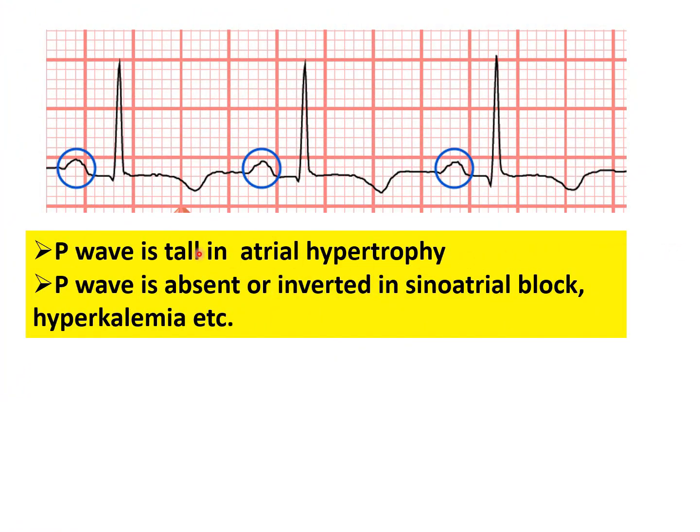And remember, if you find any abnormality in the P wave, for example, sometimes you may notice an abnormally tall P wave. This can happen in atrial enlargement. The amplitude is quite higher, that means the atria got enlarged. So a tall P wave will be telling you about atrial hypertrophy. And sometimes you will notice that the P wave is absent. Absent or inverted P wave is seen in sinoatrial block and also in hyperkalemia. Let me show you some examples.